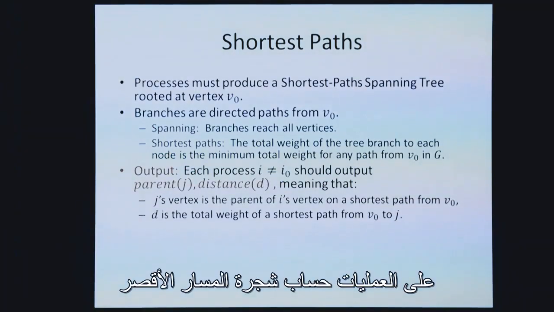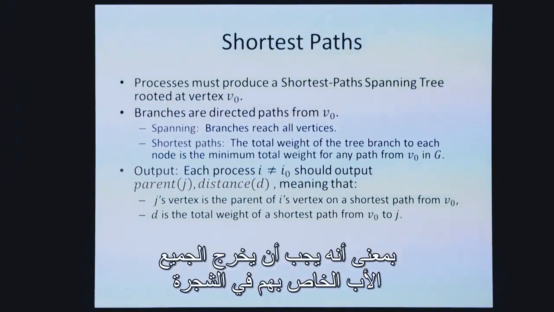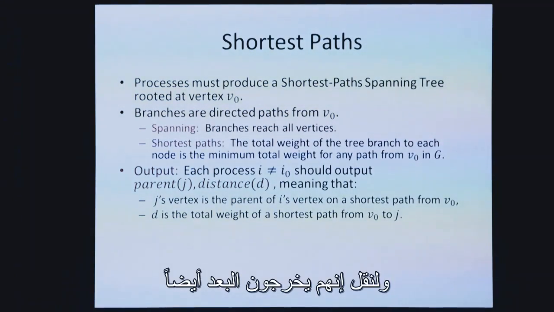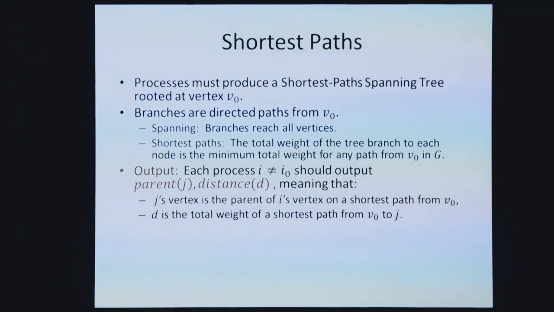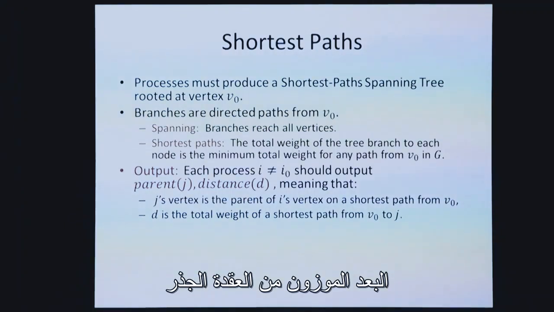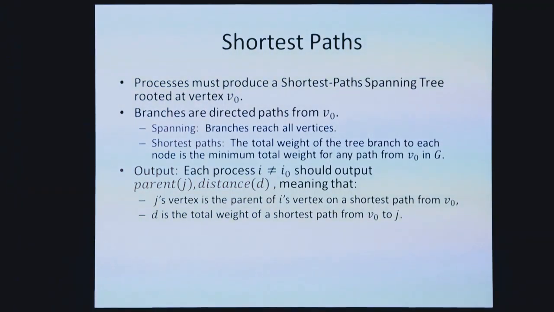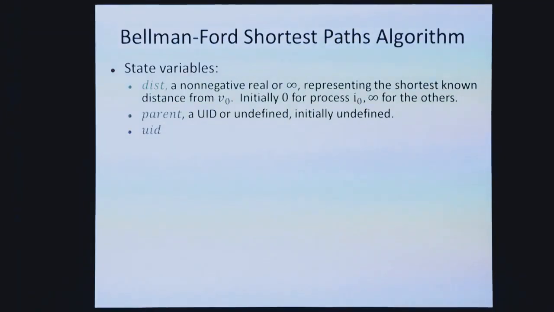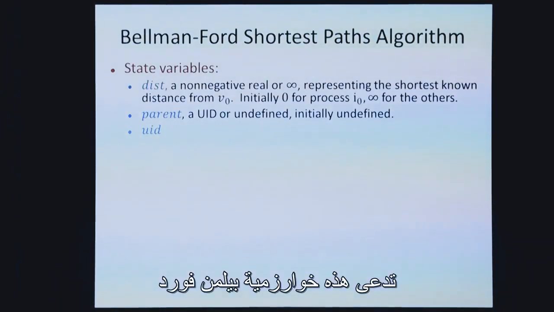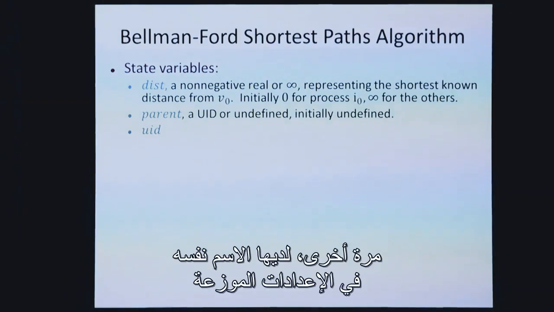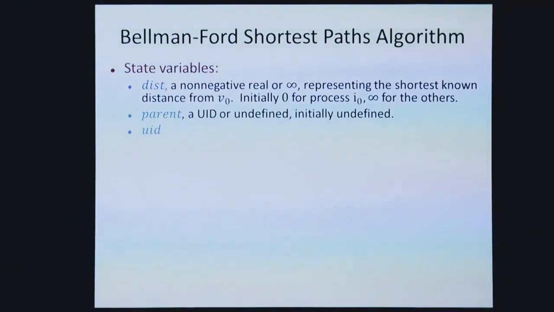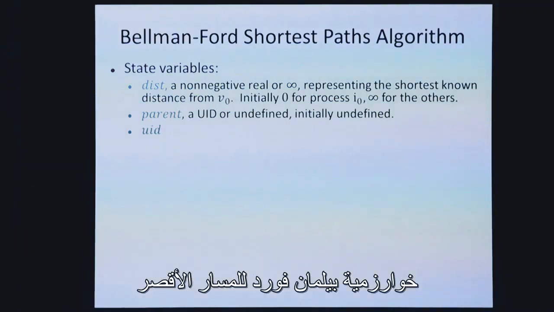So the processes are supposed to compute a shortest paths tree in the sense that everybody should output its parent in the tree, and let's say they output the distance as well, the weighted distance from the root node. So this is called Bellman-Ford's algorithm again. It's got the same name in the distributed setting. Bellman-Ford shortest paths algorithm.